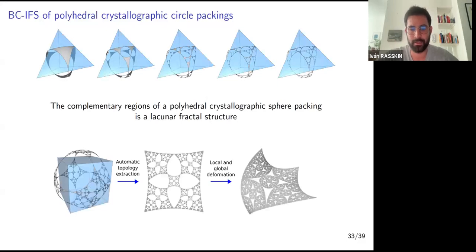When we extract this final structure, at the end, we're going to be able to deform the final shape using the control points.